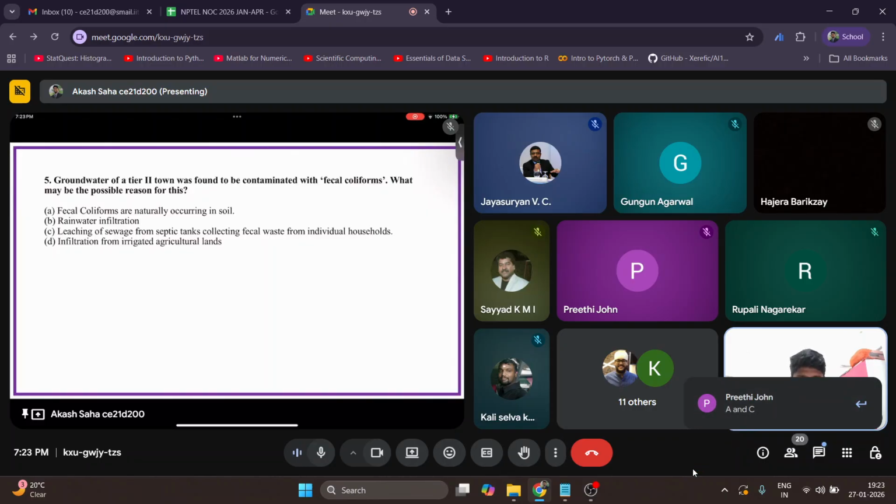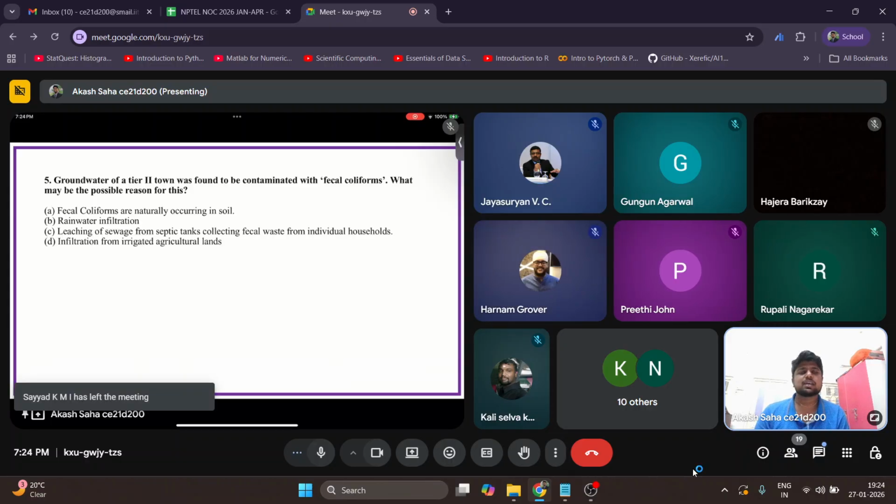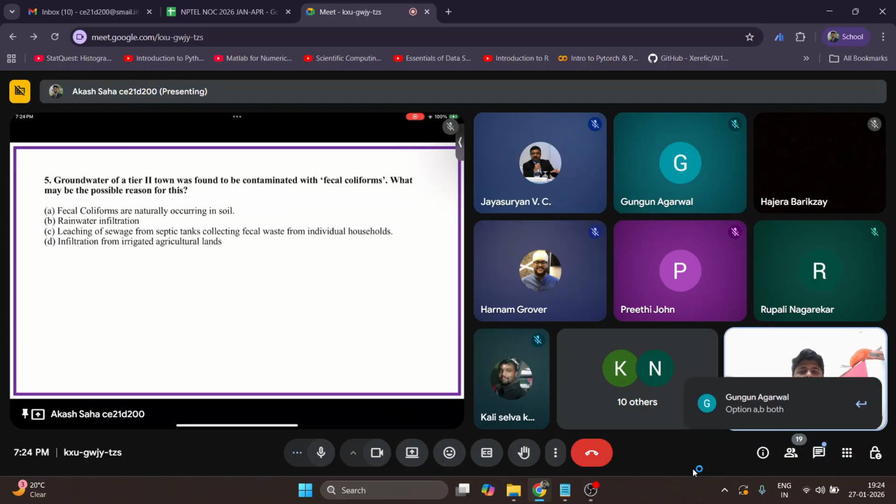Option A and C. So here you have to be careful with two things. One of them is that it's a tier 2 town. So this can affect the type of problem that can arise. And the other thing is the presence of fecal coliform. So fecal coliform will be present in only certain conditions, not everywhere.